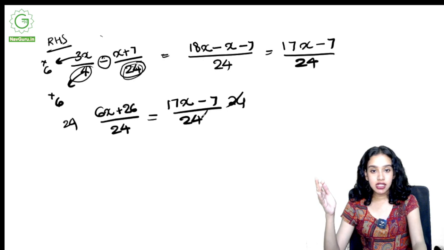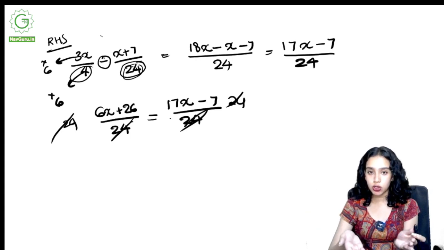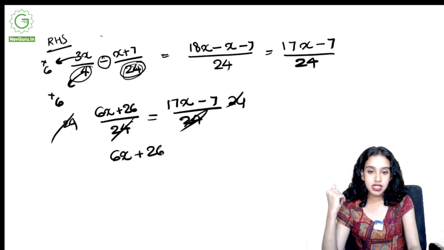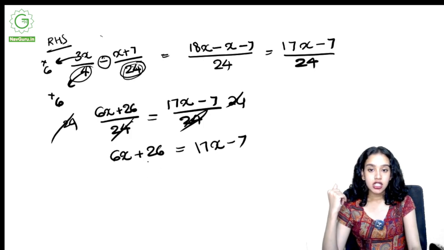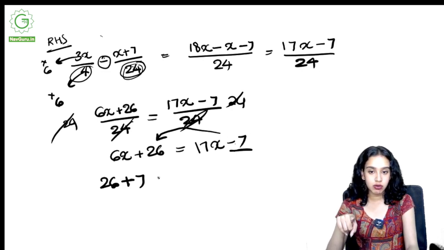Then it would cancel out, right? So rather than doing this, we could actually cancel out 24 from both of the denominators if there is an equal to sign. So now we have 6x plus 26 is equal to 17x minus 7. So what will we do? We'll take this minus 7 to this side, so it becomes 26 plus 7. It was minus here, so when I took it to the other side, it becomes plus 7.